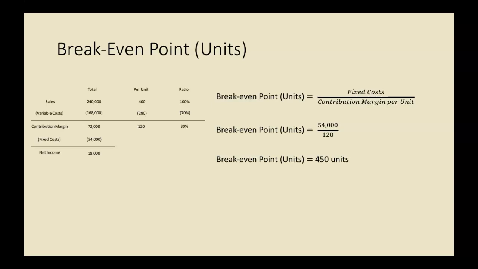So we would need to sell 450 units at $400 per unit selling price in order to break even. Once we sell our 451st unit, then we'll start making money.